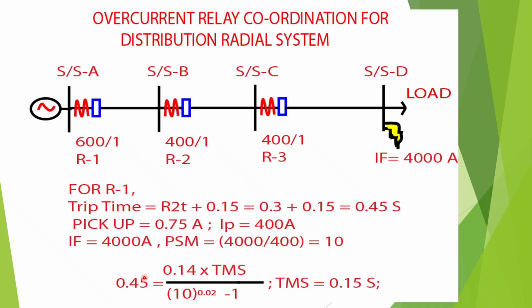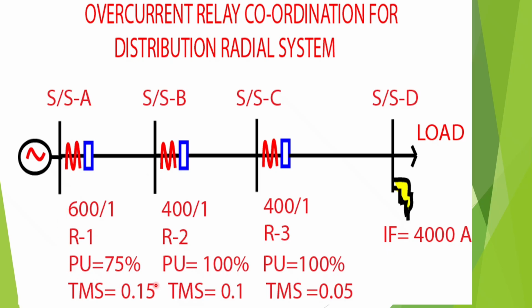Since the trip time is equal to 0.45 second, we have to calculate the value of the time multiplier setting. From the equation of the IEC standard inverse curve, 0.45 is equal to 0.14 into TMS divided by 10 to the power 0.02 minus 1. So the value of the TMS comes as 0.15 second.